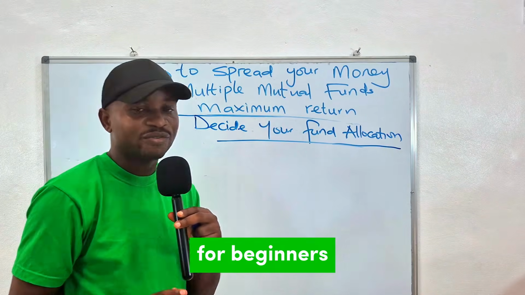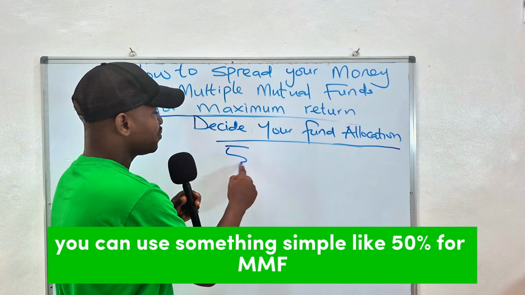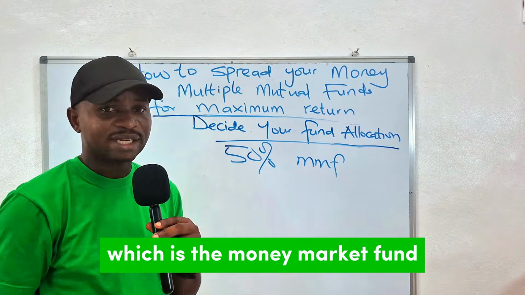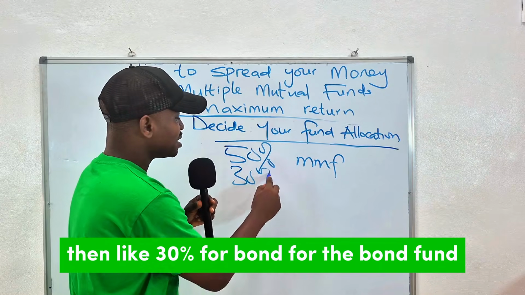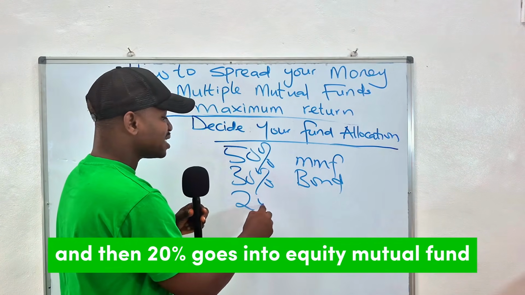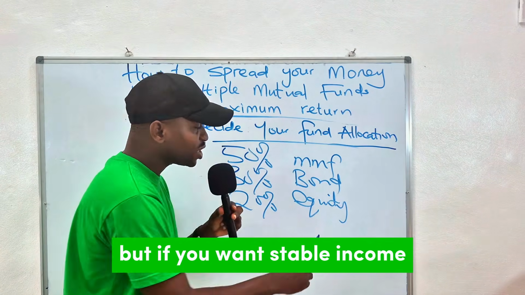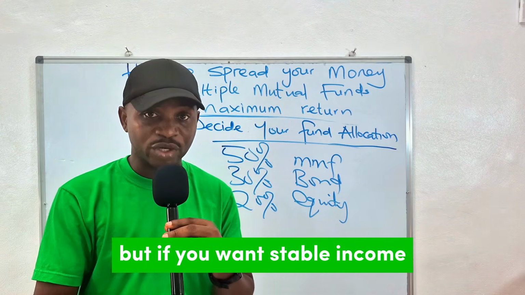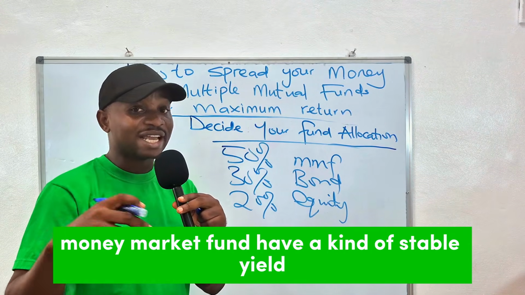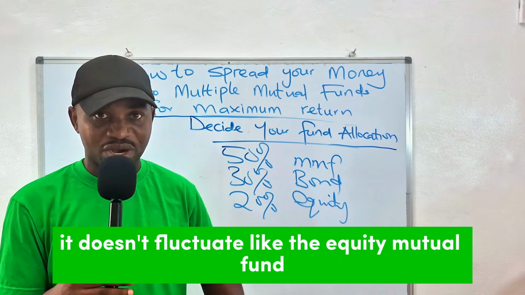For beginners, you can use something simple like 50% for MMF, which is the money market fund. Then like 30% for the bond fund. And then 20% goes into equity mutual fund. But if you want stable income, you put more money in safe funds. Money market fund has a kind of stable yield. It doesn't fluctuate like the equity mutual fund.